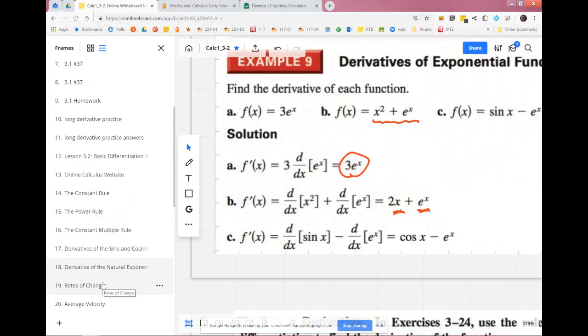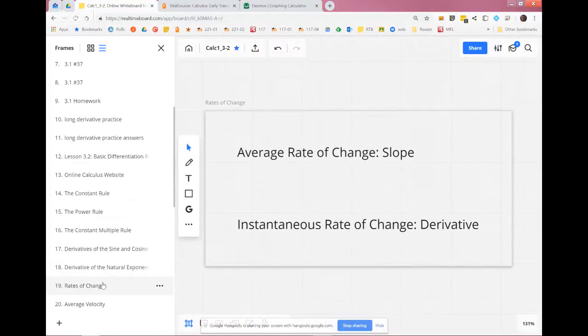So that's really the end of the rules. Now we're going to talk about sample problems and another important concept here. It's called rates of change. Okay. So there's two kinds of rates of change. There's an average rate of change and there's an instantaneous rate of change. Average means over an interval from point 1 to point 2. And that's just slope. Change in y over change in x.